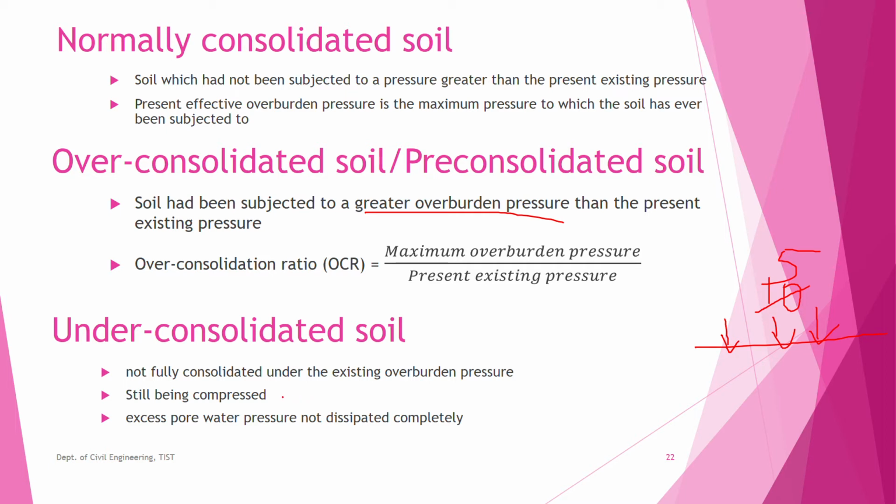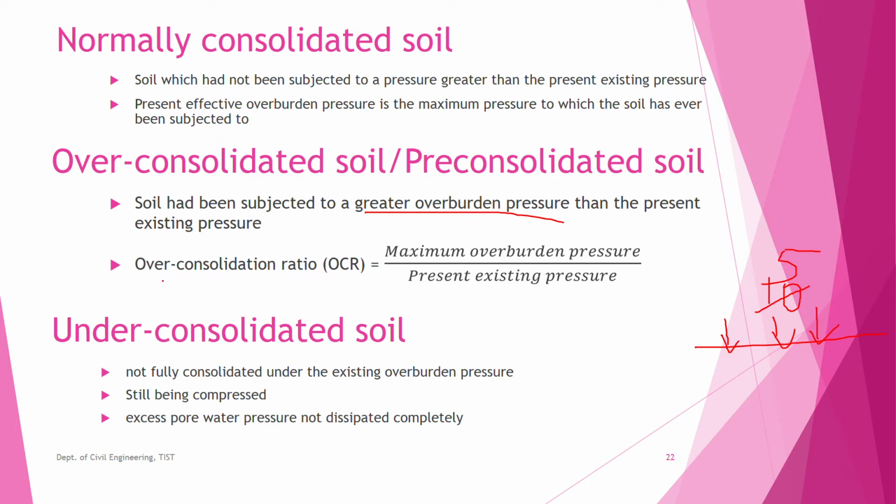The consolidation is not fully over. The water is still escaping out of the soil. The excess pore water pressure is not dissipated completely. Such a soil is known as under consolidated soil.